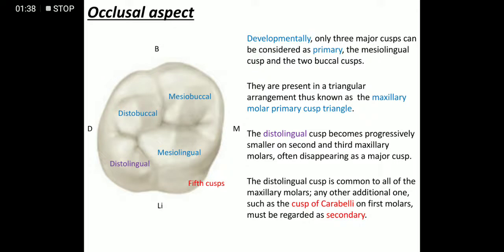The size of the distolingual cusp keeps on decreasing as it moves from the maxillary first molar to the third molar. As the distolingual cusp is present on all the maxillary molars, it is one of the primary cusps. Whereas the fifth cusp, also known as cusp of Carabelli, is an additional cusp, so it is also known as a secondary cusp. This is present on the lingual surface of the crown, attached to the mesiolingual cusp.